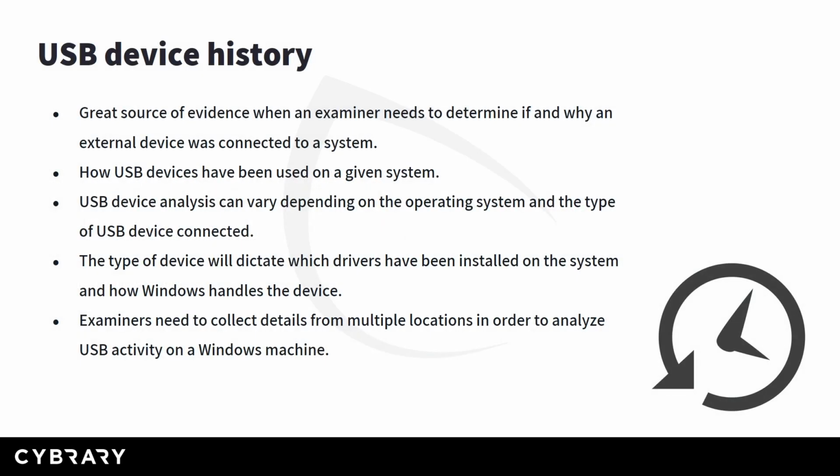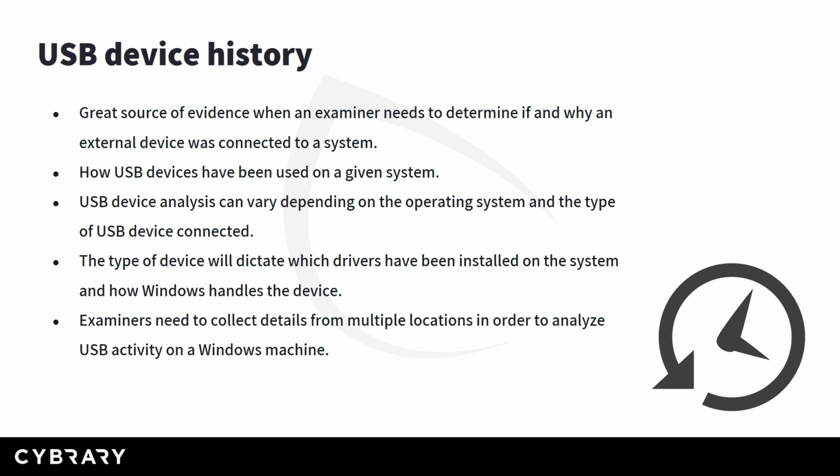USB device history can be a great source of evidence when an examiner needs to determine if and why an external device was connected to a system. It can also help investigators understand how USB devices have been used on a given system, and possibly explain how a suspect may have used a USB device in the commission of a crime or incident.